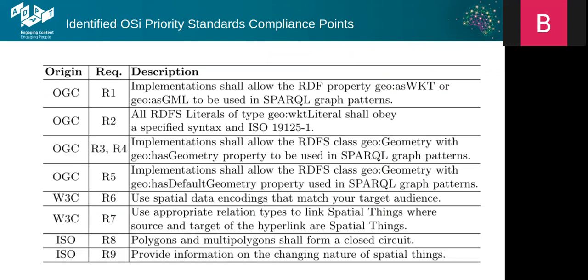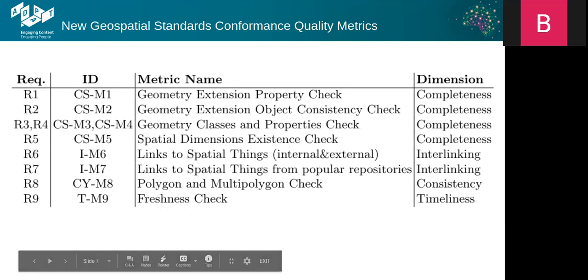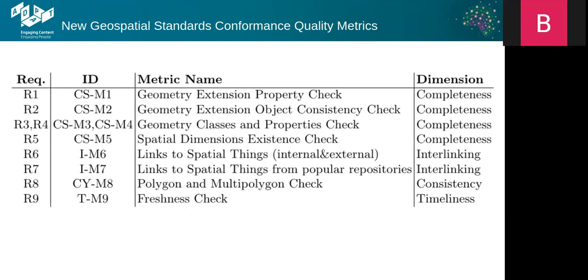In the slide, you could see the identified priority standards compliance points. We identified a list of geospatial data standards conformance points or best practice recommendations. You could see in the slide the requirement descriptions and where they originate from, either OGC, W3C, or ISO. We use three standardization approaches, as you might see here. It was most essential and crucial to enable publication of associated data in line with agreed standards.